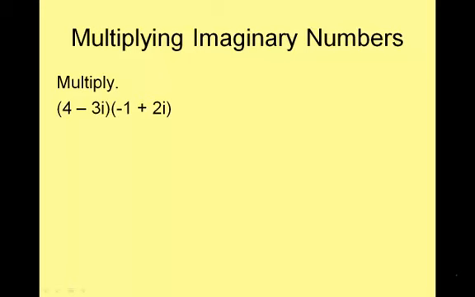Multiplying imaginary numbers works like FOILing. For example, remember when you had a binomial times a binomial? Use first, outside, inside, and last terms. So we're going to do the same thing. And whenever you get an i squared, remember to convert it to -1.